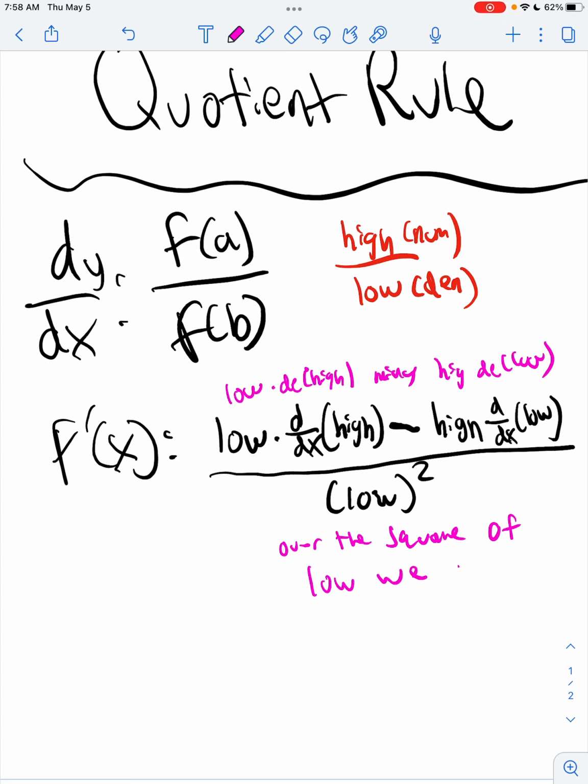So let me say that at full speed. Low d high minus high d low, and over the square of low we go. So that's how we can help ourselves to remember the quotient rule.